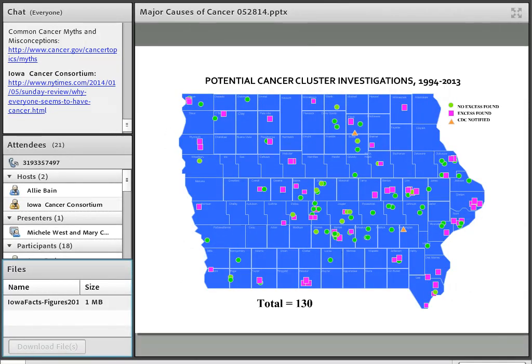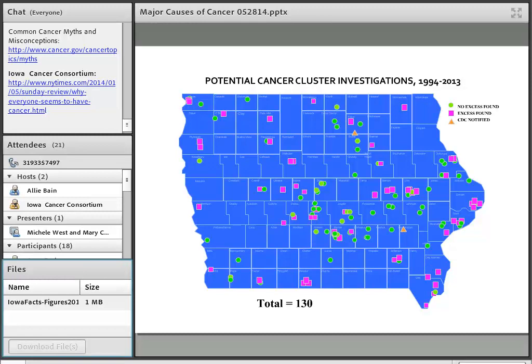What we normally do is, once we conduct an investigation, we put another dot or square or triangle on this map so that we can show where we've done the actual cluster investigations and what the result was. So we will put up that round green circle if there were no excess found. What that means is, in a cancer site that occurs in both men and women, if there were no excess in either males or females, it will get the green circle. They will get the purple square if there's an excess found. This would be if a site in both males and females were significantly increased, or if a sex-specific site was elevated.